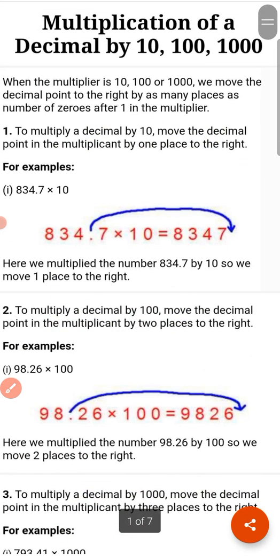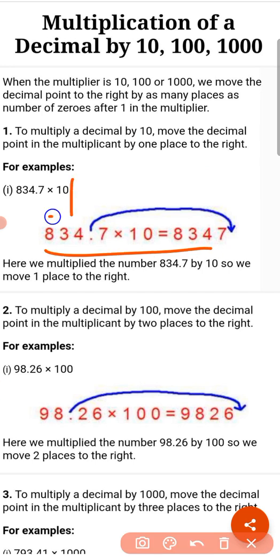So children, when the multiplier is 10, 100 or 1000, here in this question, this is the multiplicand and this is the multiplier. The number that we are multiplying is the multiplicand. The number by which we multiply is the multiplier. Here we are multiplying 834.7 by 10. So 834.7 is the multiplicand and 10 is the multiplier.